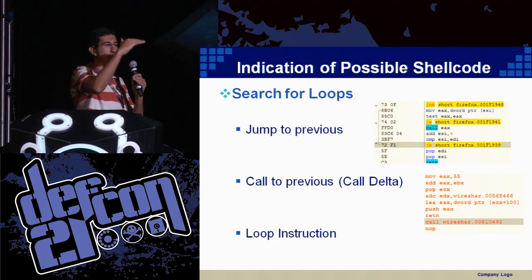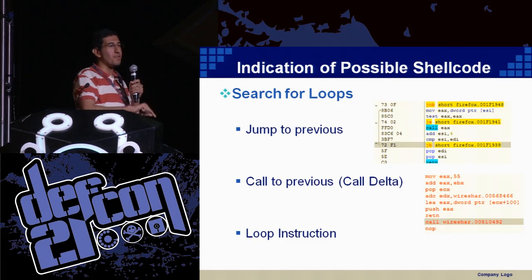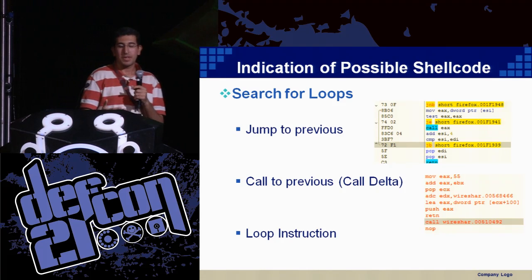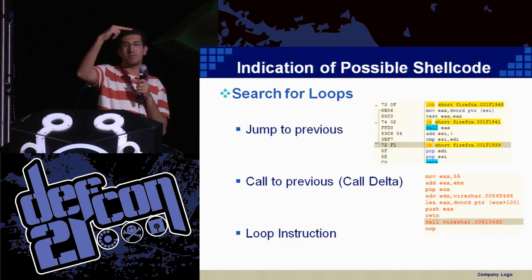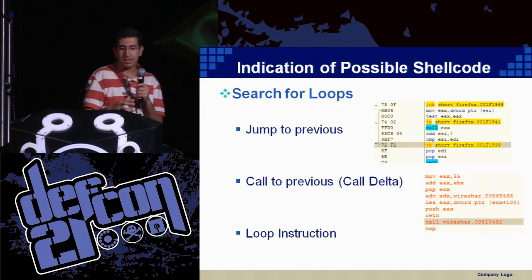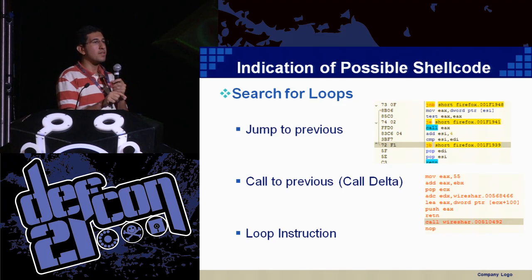If the assembly code works fine and the last instruction ends right before the jump, it means it's a real loop. The jump points to an instruction, all of these instructions run, and we return to this jump, and so on. We search for something like this. It seems to be a working loop that looks like shellcode. That's just an indication. In some shellcodes, they also call to an address previous in the code, as a simple way to find where they are in memory.